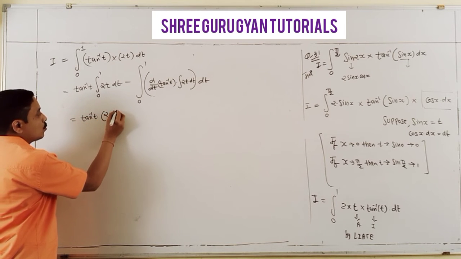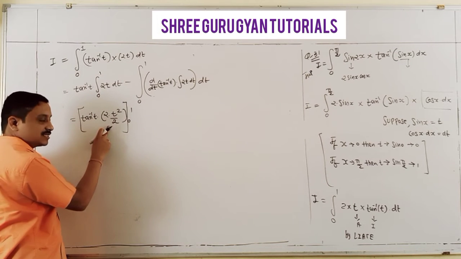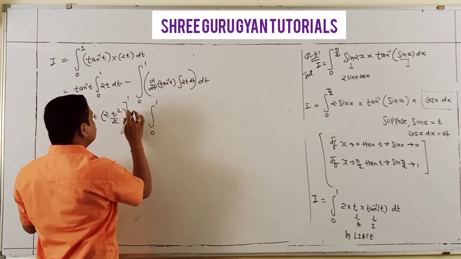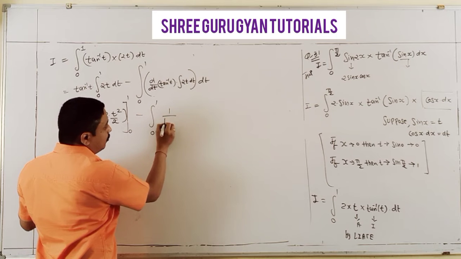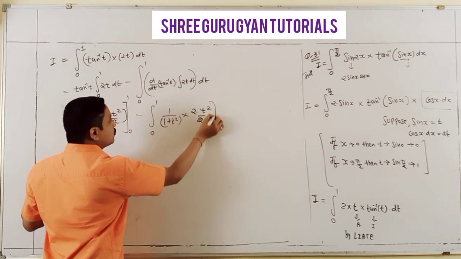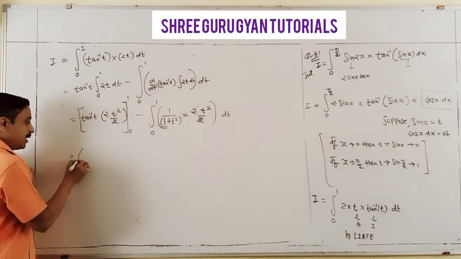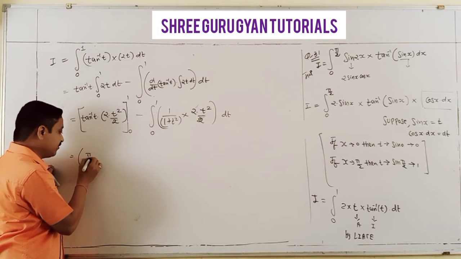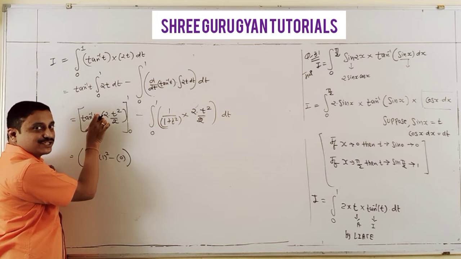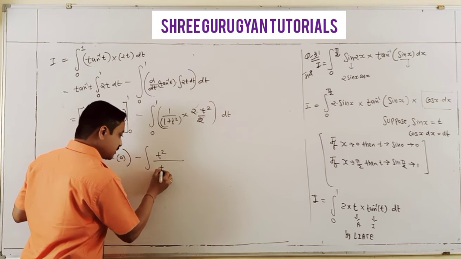Here 2 t square by 2, 0 to 1. The whole function, not only this, the 2 cancels. Here 0 to 1, 1 by 1 plus t square, that is 2 t square by 2, and the limit, 2 to cancel. So here apply your limit 1, tan inverse 1 is 45, 1 square, but putting 0 then tan inverse 0 is 0, here also 0. Now continue t square plus 1.